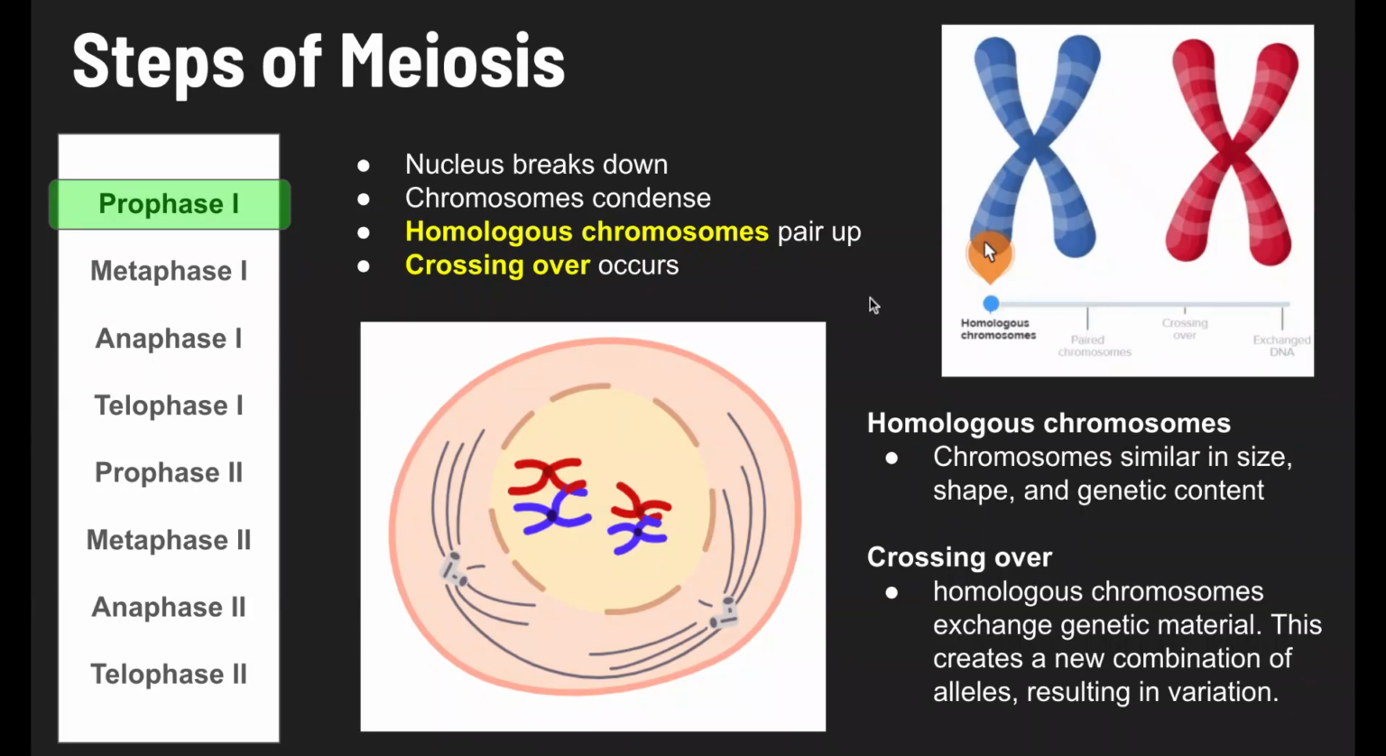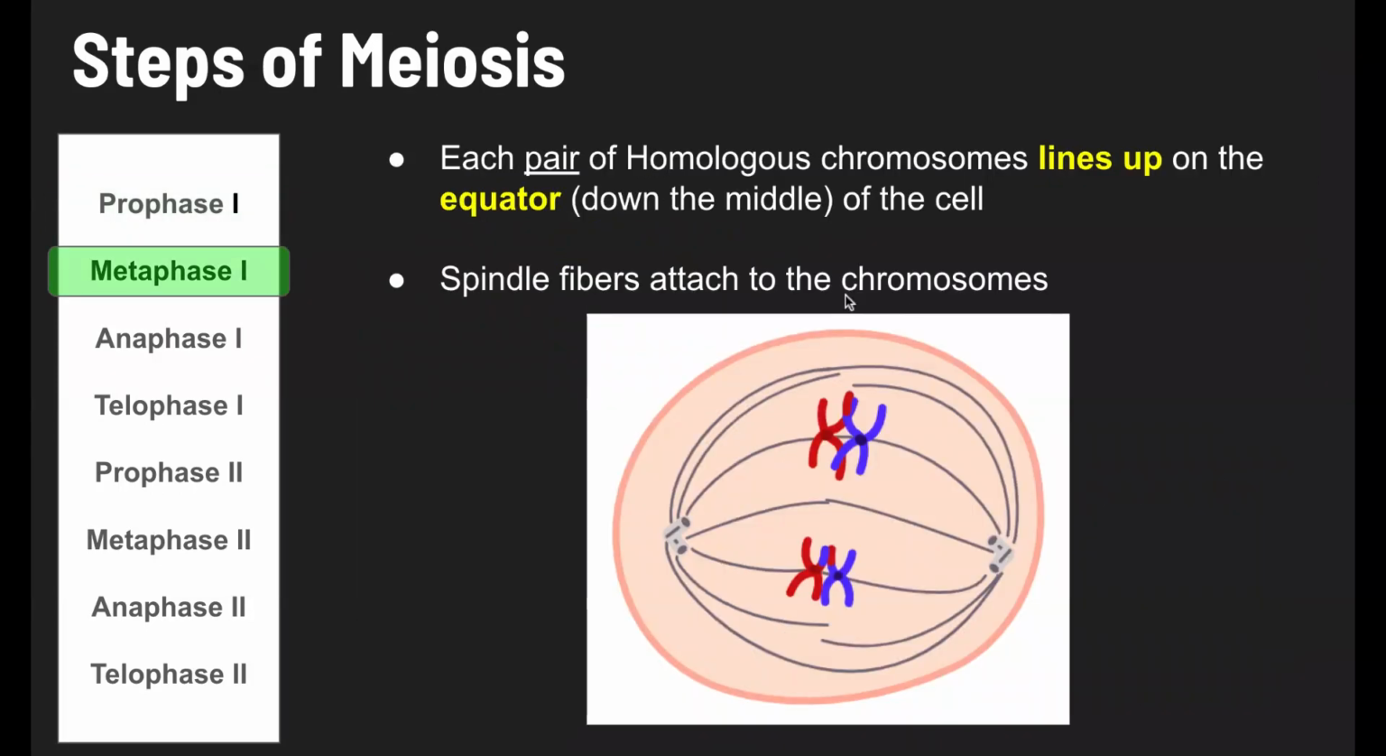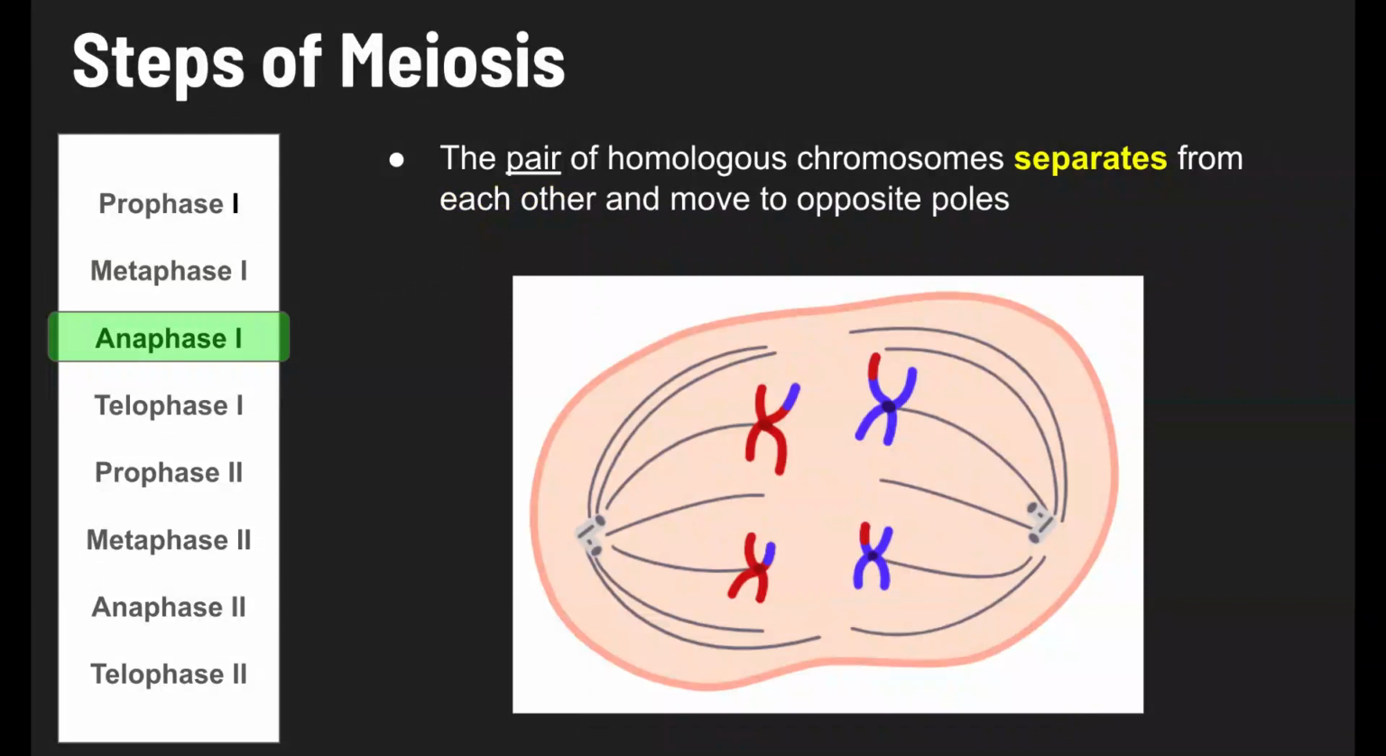That's crossing over. Okay, so the next step of meiosis is called metaphase 1. And this is where each pair of homologous chromosomes lines up on the equator. So here we have a pair, here we have a pair. They're lined up right down the middle of the cell. The spindle fibers attach to those chromosomes. And then in anaphase 1, that pair of homologous chromosomes get separated from each other and they move to opposite poles, opposite ends of the cell.